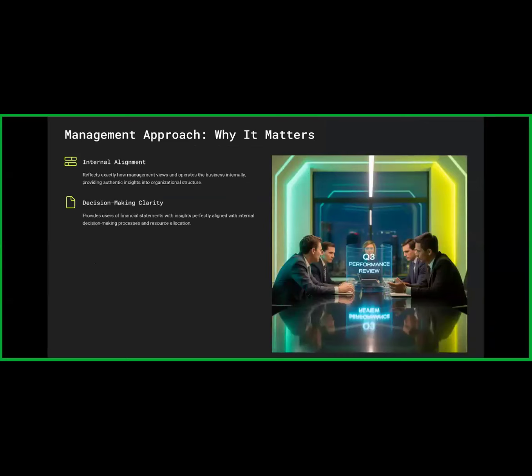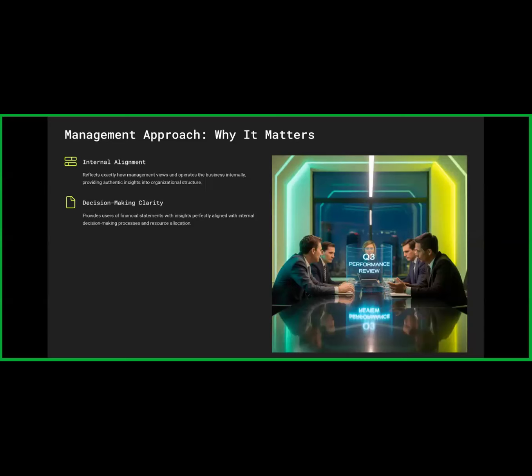Next one is the management approach towards the reporting of the different segments, and why it matters. That is the internal alignment that reflects exactly how management reviews and operates the business internally. When we analyze the segment information as per Indian Accounting Standard 108, we get to know how management reviews their business internally in the different segments, and it provides authentic insights into the organizational structure. Then only do we get to know the structure of the organization.